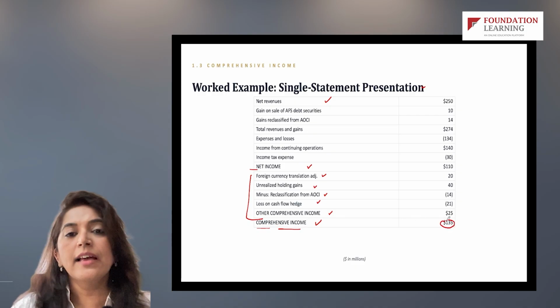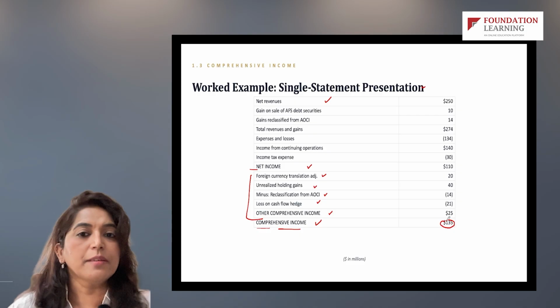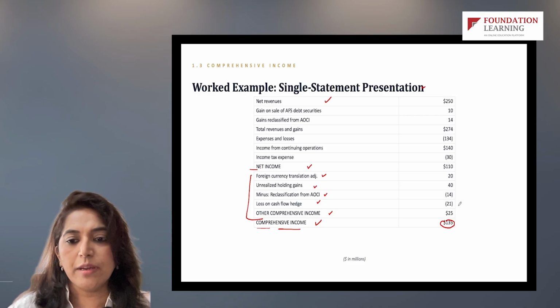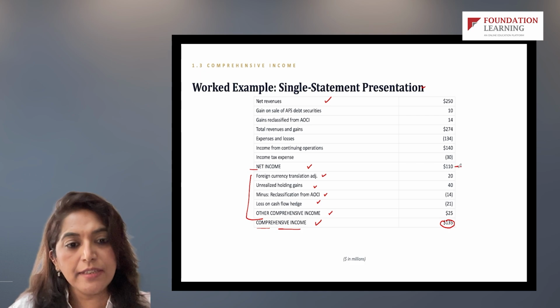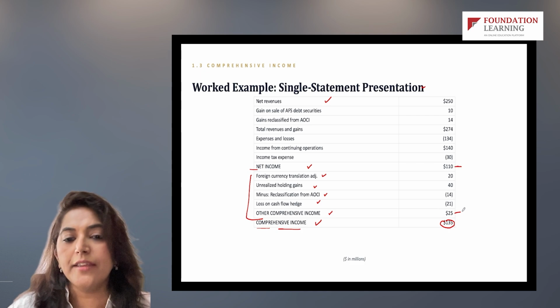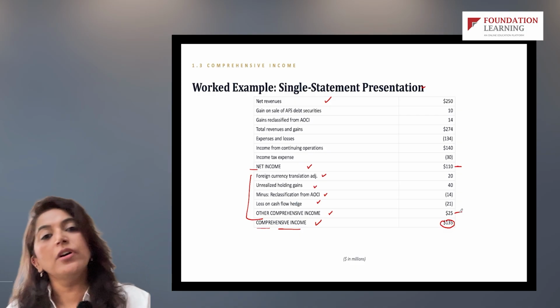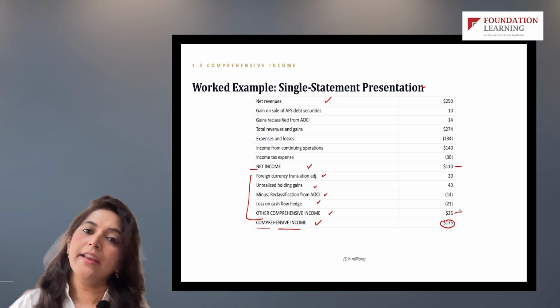The line item over here, this 135,000, usually it is in millions. The companies don't present all the zeros, they just present the major numbers, right? So this net income 110 goes into retained earnings. This OCI, other comprehensive income, goes to accumulated OCI in the balance sheet.